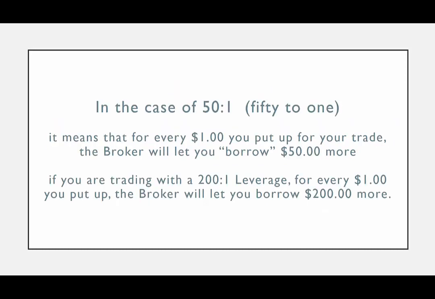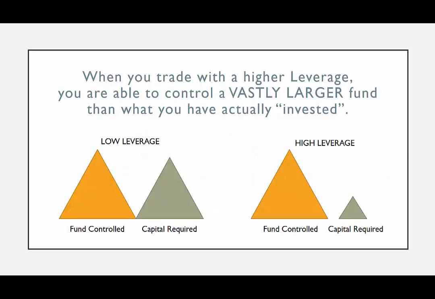In the case of 50 to 1, it means that for every $1 that you put up for your trade, the broker will allow you to borrow 50 more. Or if your leverage is 200 to 1, then for every $1 you put up, the broker will allow you to borrow 200 more. So, the higher the leverage, the less you have to personally invest in your trades.